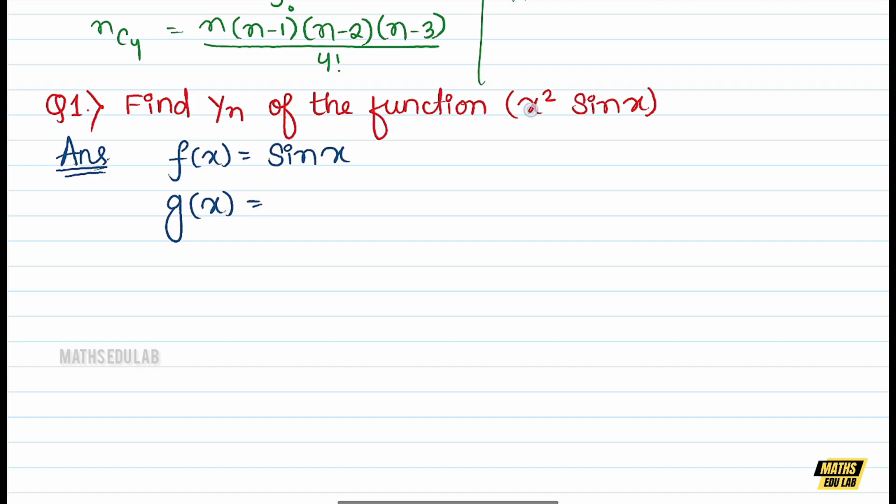The non-recurrence function is nothing but x square, because the derivative of x square is 2x. Again, taking the derivative of 2x, I get the value 2. When I take the derivative of 2, the constant value, I get 0. So this is our non-recurrence function, because the values don't repeat up to the nth derivative. So this is what I have.